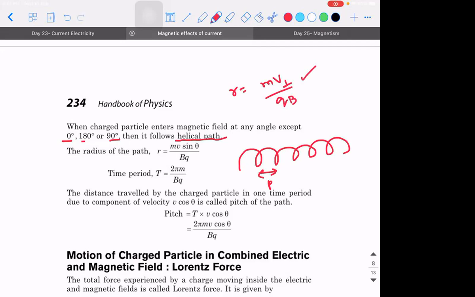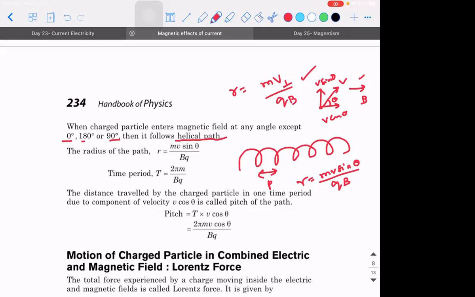M into v perpendicular. When a particle is projected at an angle theta to the direction of the magnetic field, the velocity components are v cos theta and v sin theta. With respect to the magnetic field, what is the perpendicular component of velocity? It is v sin theta. So r is equal to m v sin theta divided by qB. Similarly, what will the time period be? Time period is independent of velocity, so it is still 2 pi m divided by qB.